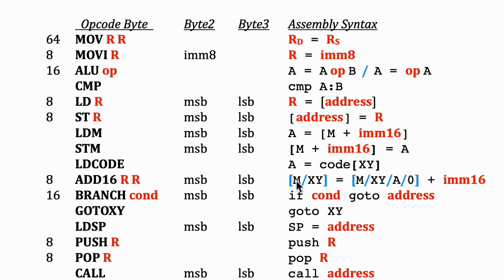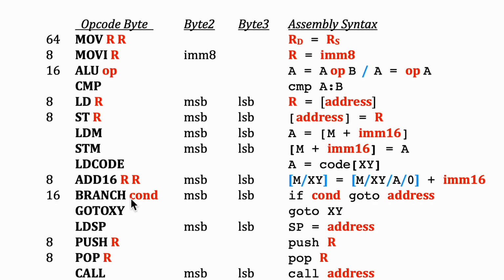So this instruction can be used a number of ways. If we use 0 here, we can use it just to load a 16-bit value into one of the 16-bit registers. If the two registers are the same, we might be using it to increment one of the 16-bit registers. We can also use it to transfer a value from one register to another register.